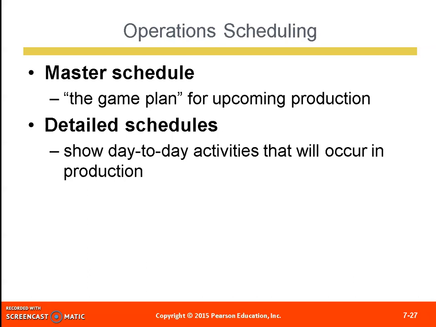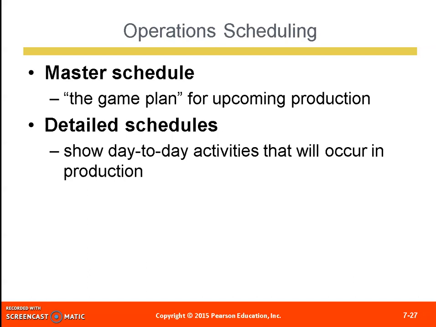So we schedule now. There are actually four general kinds of schedule: the master schedule, the detail schedule, the staff schedule, and finally the project schedule itself. The master schedule is the game plan for upcoming production. It means how much should be produced overall, for example, within a year.